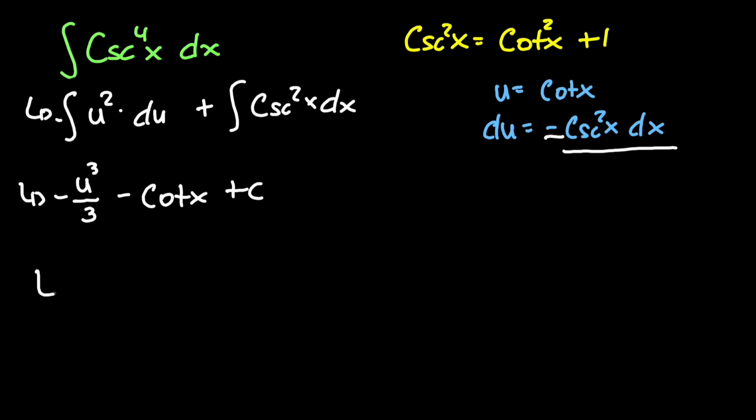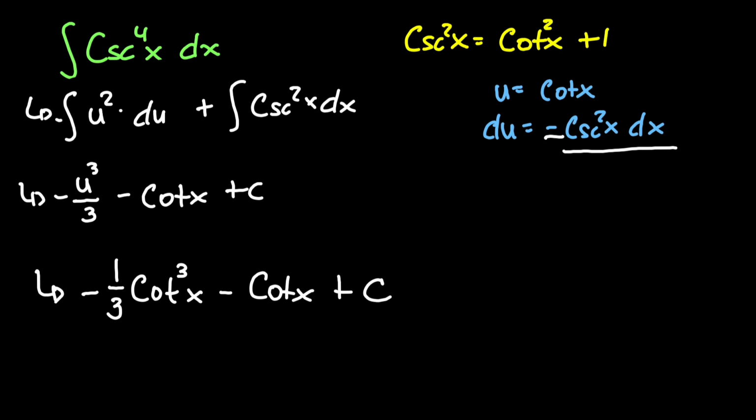Thus, the final answer for this question would be negative 1/3 multiplied by the value of u, which would be cotangent cubed of x, minus cotangent of x, plus the constant of integration.